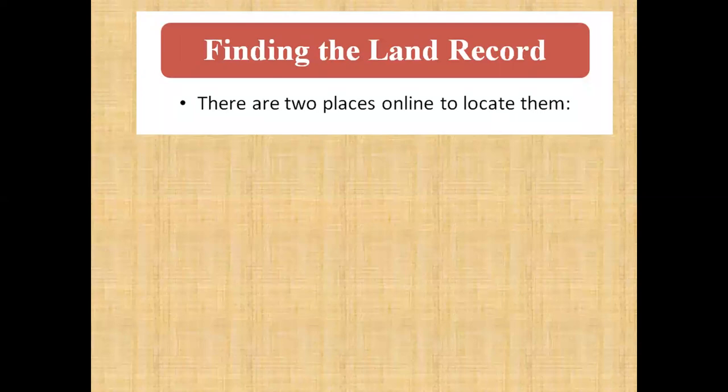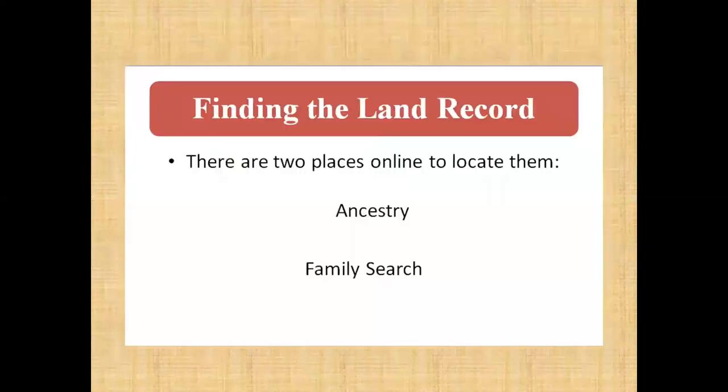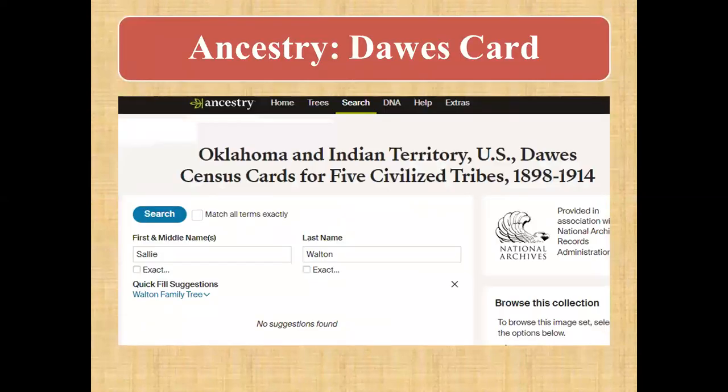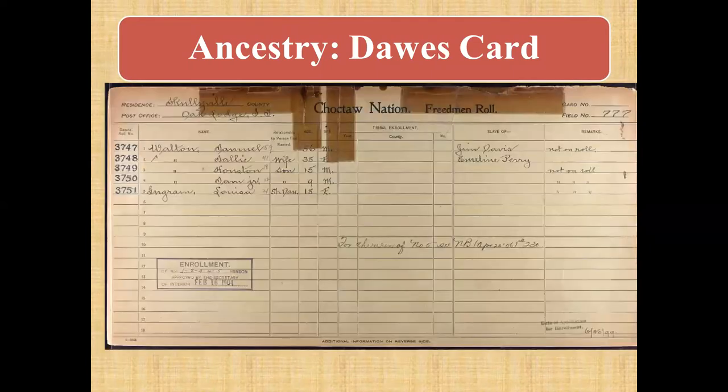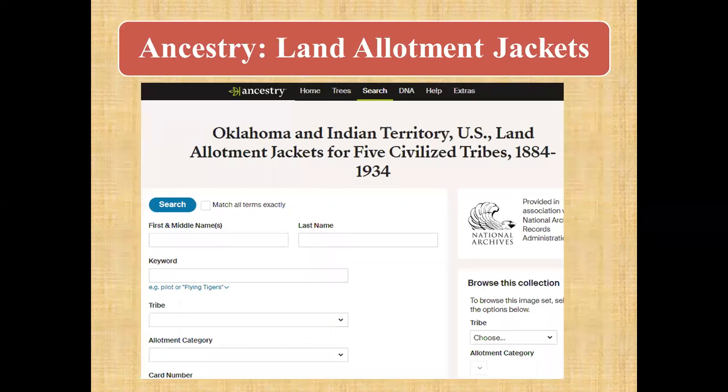Now, there are two places online to locate these land records. One, of course, is Ancestry, and the other is FamilySearch. On Ancestry, to find the card, you're going to go to a site that's going to look like this: Oklahoma and Indian Territory, Dawes Cards for the Five Civilized Tribes, 1898 to 1914. So we go back to the Dawes card, record her number, and keep in mind her roll number.